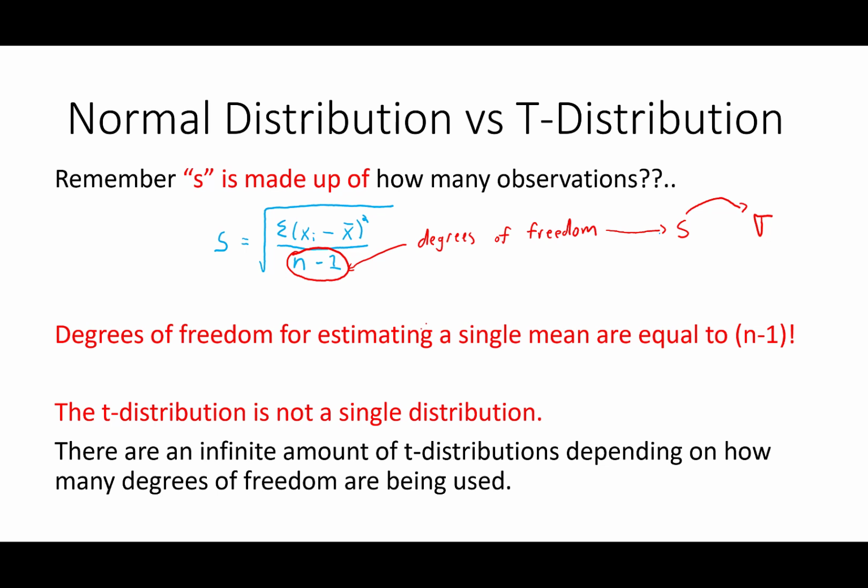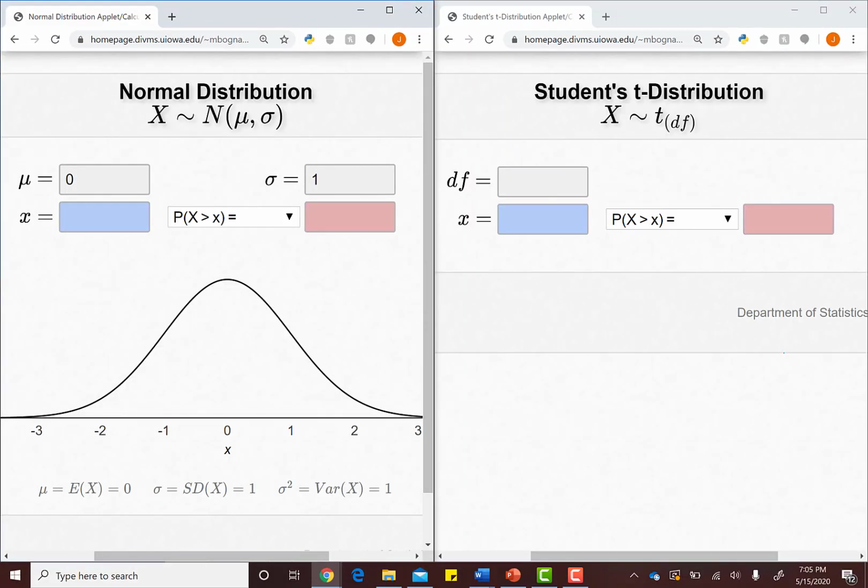Let's look at what a t-distribution looks like in comparison to a normal distribution. If we look at our distribution calculator, the distribution on our left is a normal distribution, and the distribution on our right is a t-distribution. Sometimes you'll see it referred to as a student's t-distribution. In our normal distribution, we're in our z-score world. The mean is 0, standard deviation is 1.